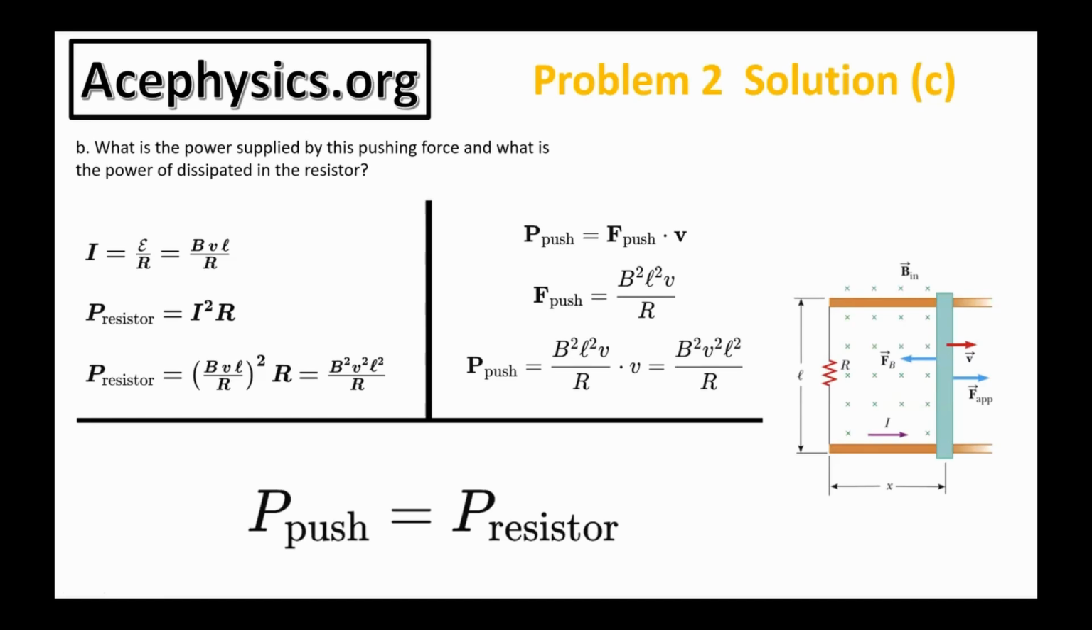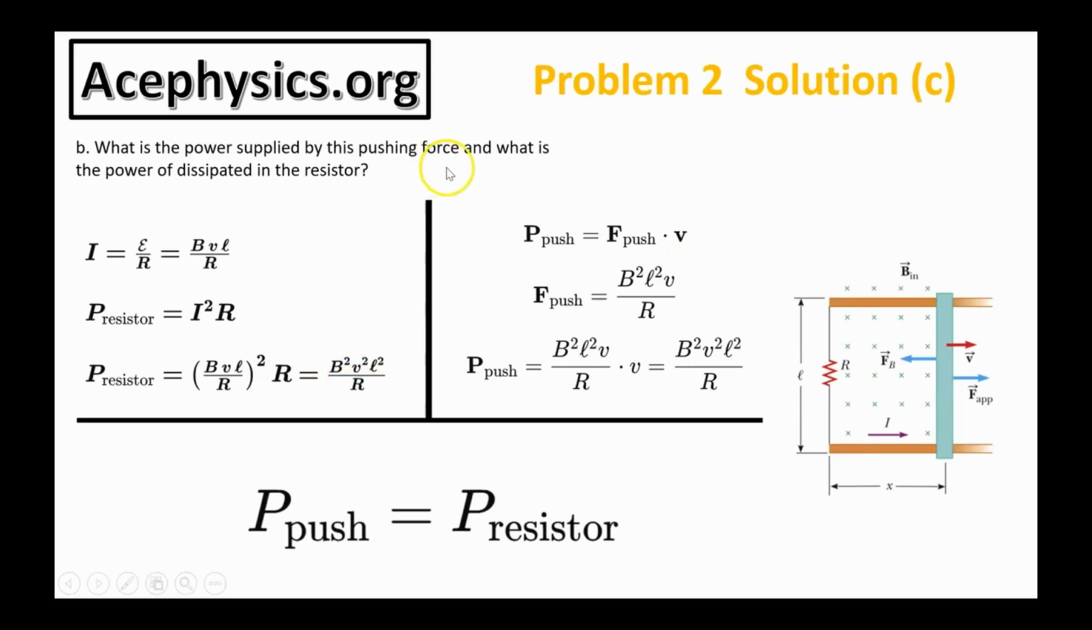The final part of the problem asks for the power supplied by the pushing force and the power dissipated in the resistor. Well, we know the formula for the current, and power in a resistor is equal to I squared times R. So the power dissipated in the resistor is I squared multiplied by R, and that's this formula, B squared V squared L squared divided by R.